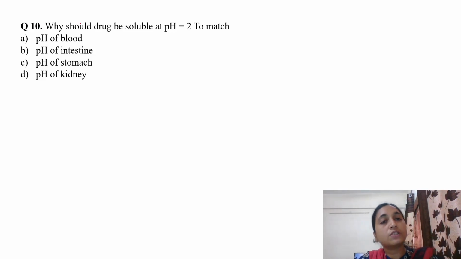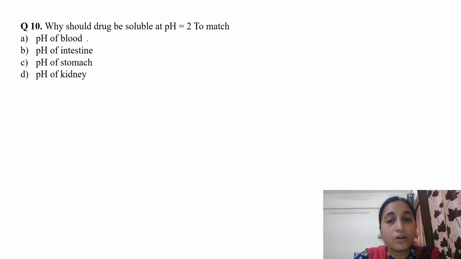So now this is question number 10. Why should a drug be soluble at pH 2? To match: option A, pH of blood. Option B, pH of intestine. Option C, pH of stomach. And option D, pH of kidney. So let's find out the pH of all these. What is the pH of blood?